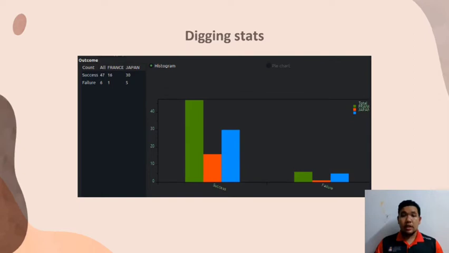The next indicator is digging. In the first set there were 16 successful digs from France, whilst Japan performed 30 successful digs. Unfortunately, France had 1 unsuccessful dig, while Japan had 5 unsuccessful digs.